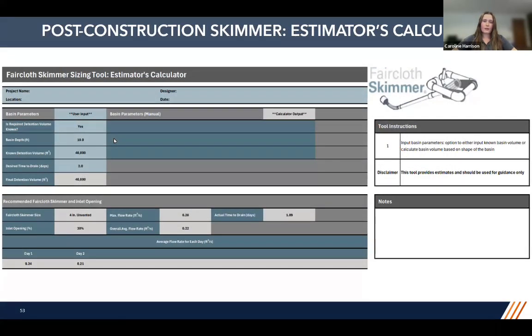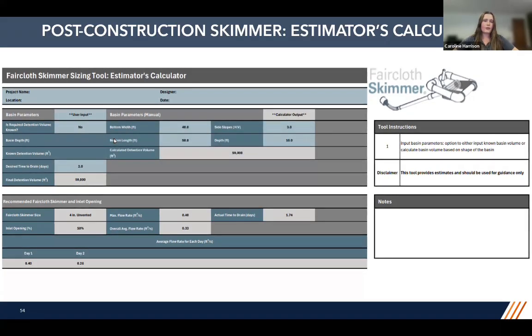So for the estimator's calculator on the post-construction skimmer side, it still allows the user to choose if the basin volume is known or unknown. An additional step here is that the user has to input the basin depth, which is then used to determine the number of actual days the skimmer will take to dewater based on our experimental data. So here, the tool will provide, again, the skimmer size, the inlet, as well as the maximum flow, the overall average flow rate, and the actual time to drain the basin.